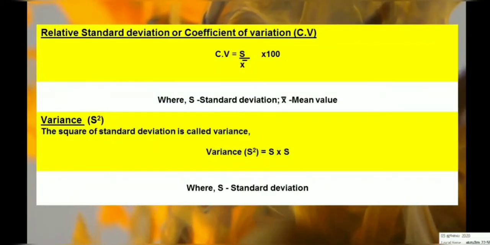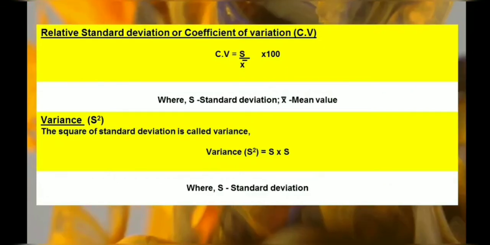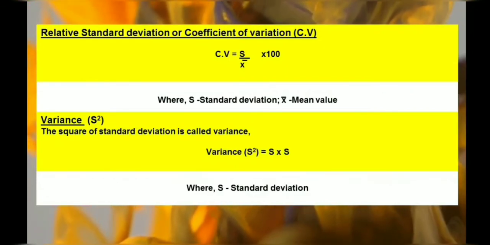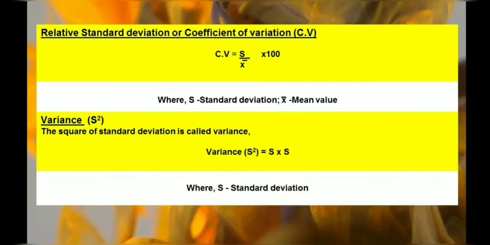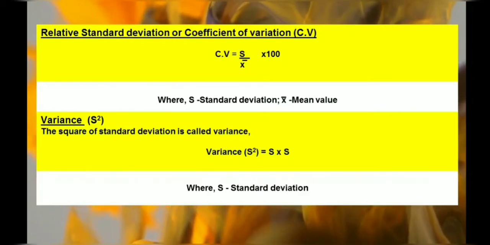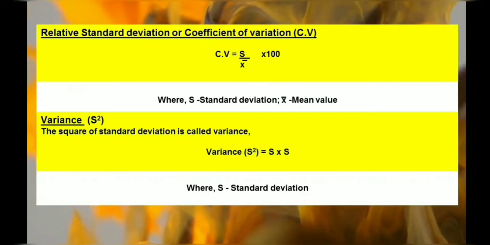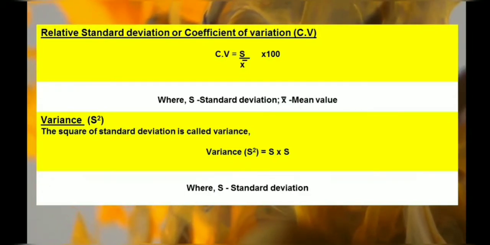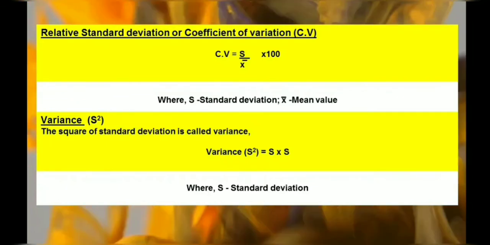And relative standard deviation, or coefficient of variation, simply CV. CV is equal to S by x bar into 100, where S is the standard deviation and x bar is the mean value. We have variance, or S squared. The square of the standard deviation is called variance. Here the formula is there.